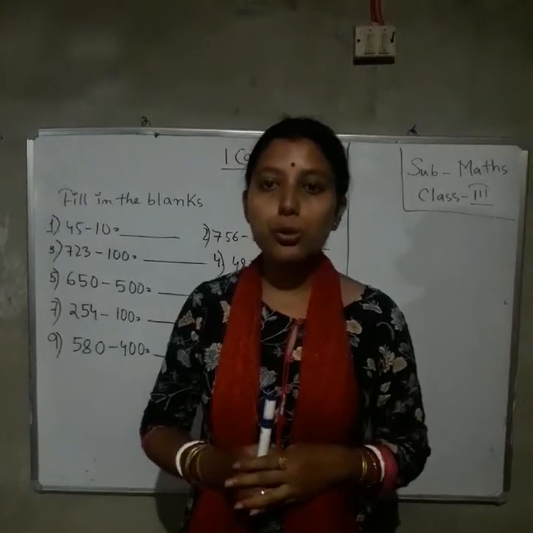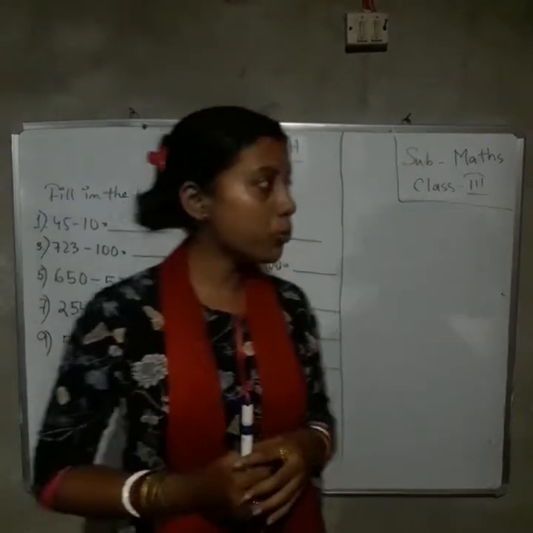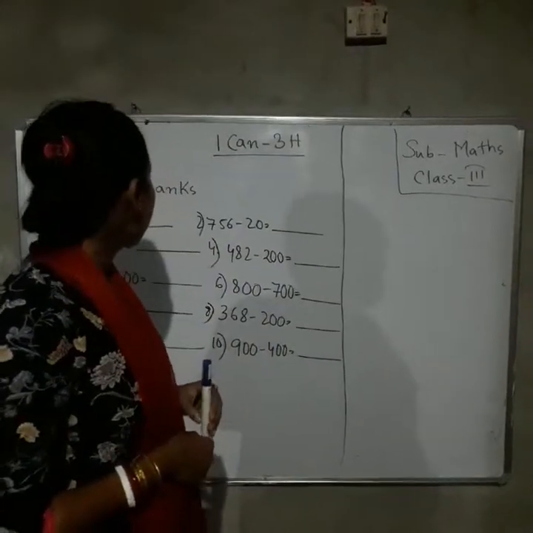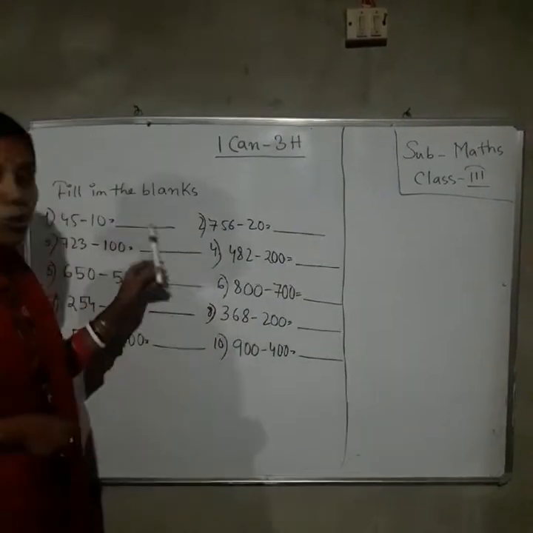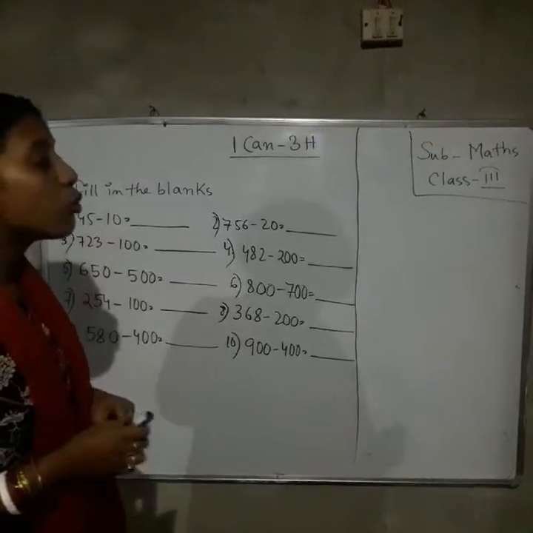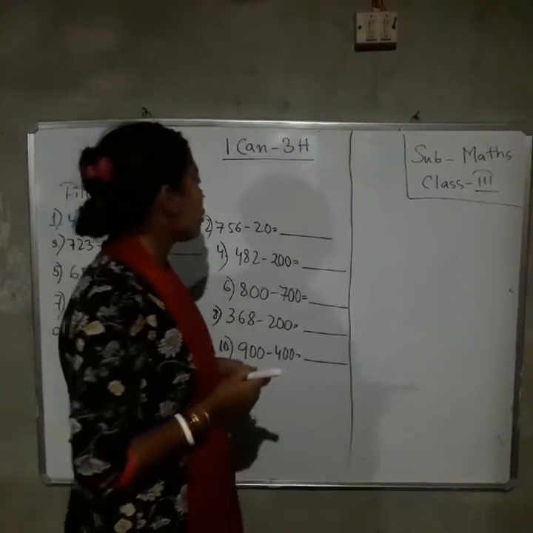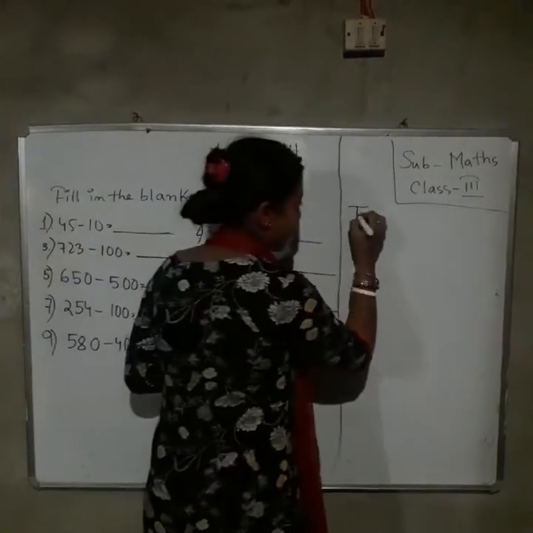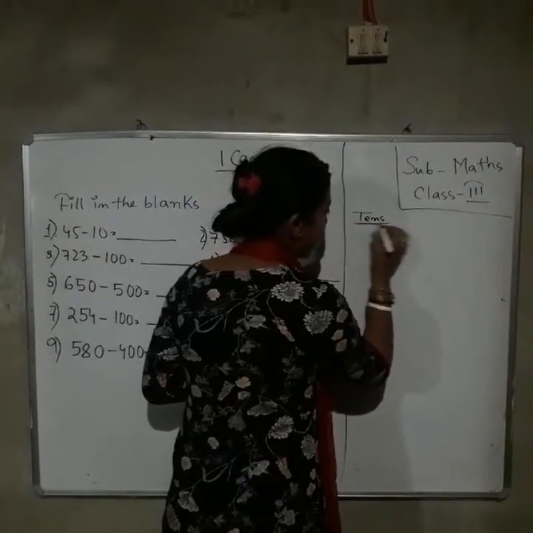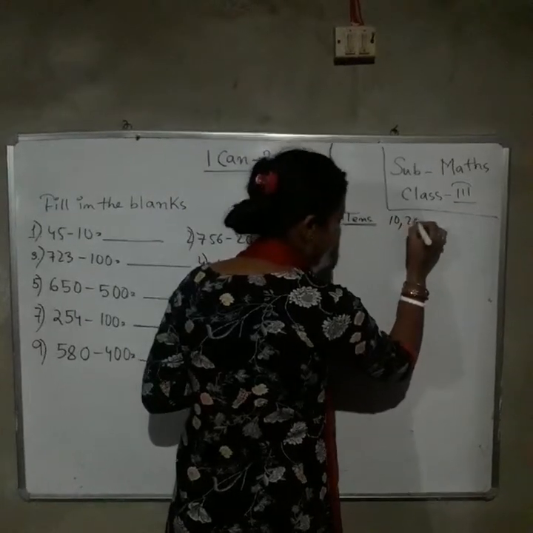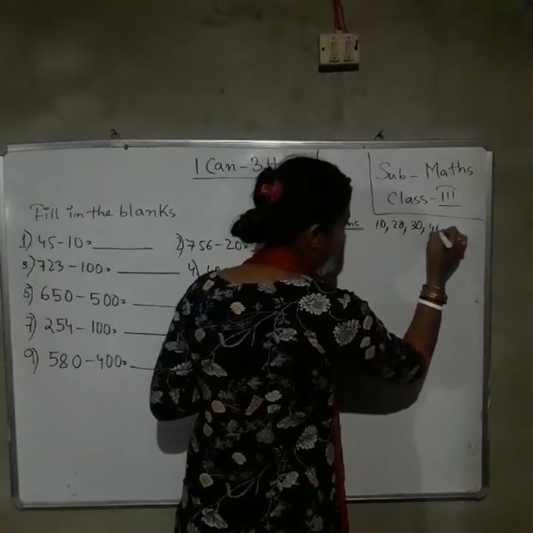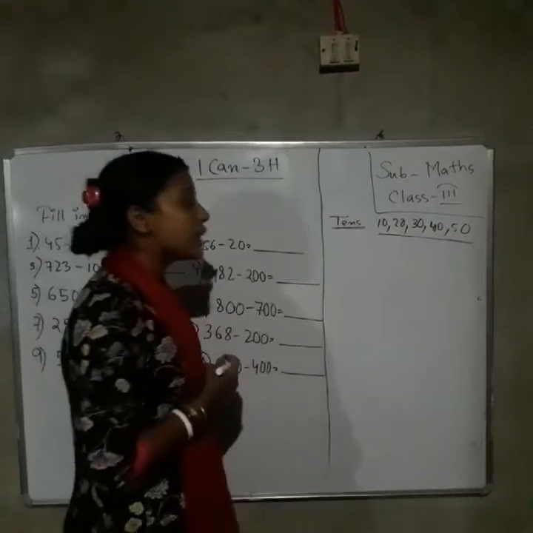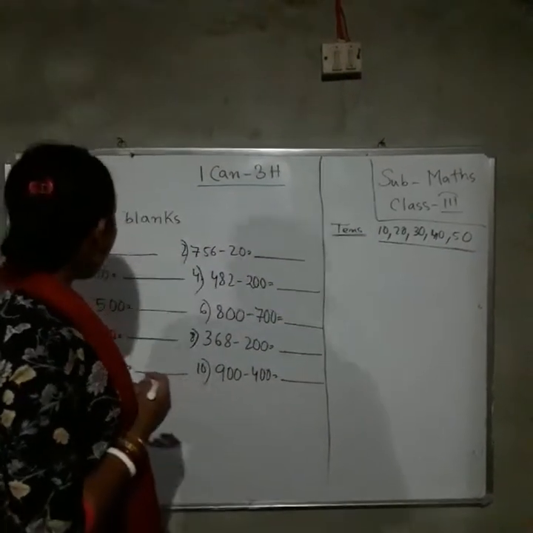Okay, so today we will be doing 1 can 3h. These are fill in the blanks. To start it, we must first know what tens are. Tens means 10, 20, 30, 40, 50. These are all tens.